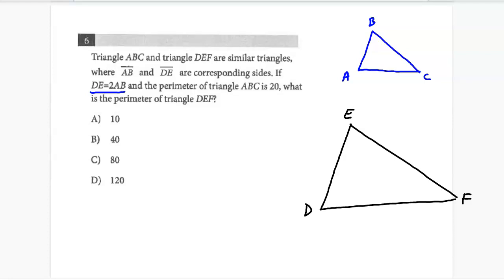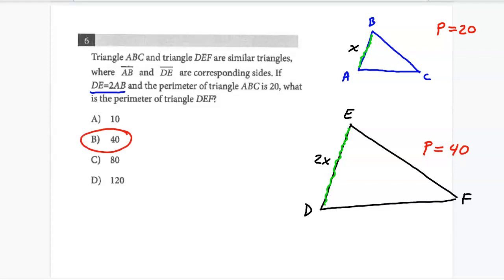So that means that this side and this side should be in proportion with each other because they're similar. And it's a factor of 2. So whatever AB is, I don't know what AB is, DE is going to be double that big. So it's either like 5 and 10 or 4 and 8. It says the perimeter of ABC is 20. So the perimeter is when I add up all the sides. So the perimeter up here is 20. Well, if you double every side and then you add them up, this perimeter is going to be 40. So the correct answer here is B.